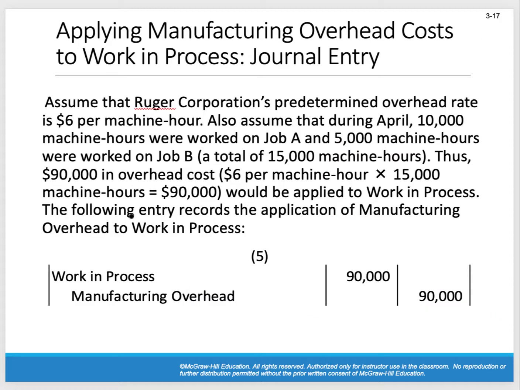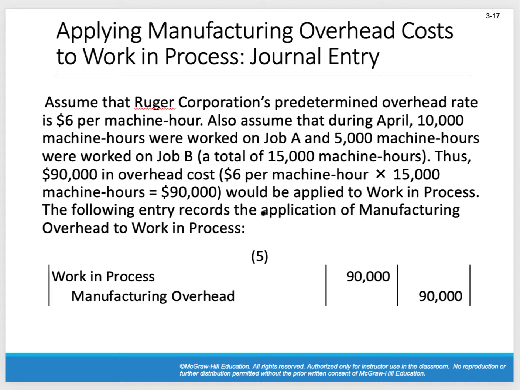So, let's look at the example. Let's assume that Ruger Corporation has a predetermined overhead rate of $6 per machine hour, okay? Assume that during April, 10,000 machine hours were worked on job A, 5,000 machine hours were worked on job B. So that gives us a total of 15,000 machine hours, right? So basically, we're going to apply $90,000 of overhead to the WIP account, okay? How'd I get 90 grand? $6 per machine hour times 15,000 machine hours gives us 90 grand.